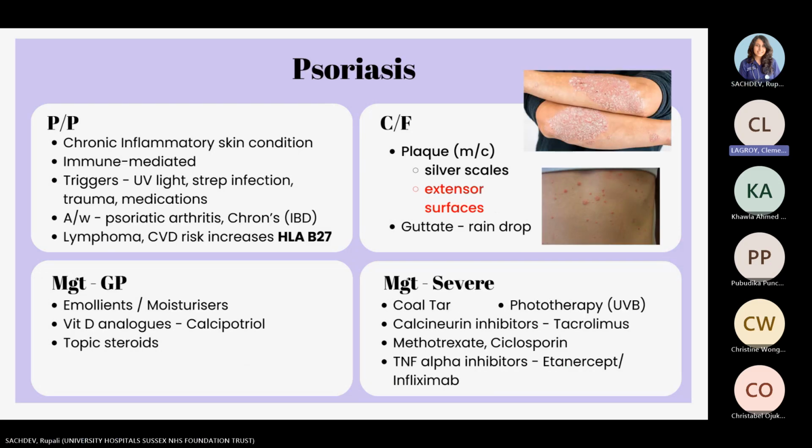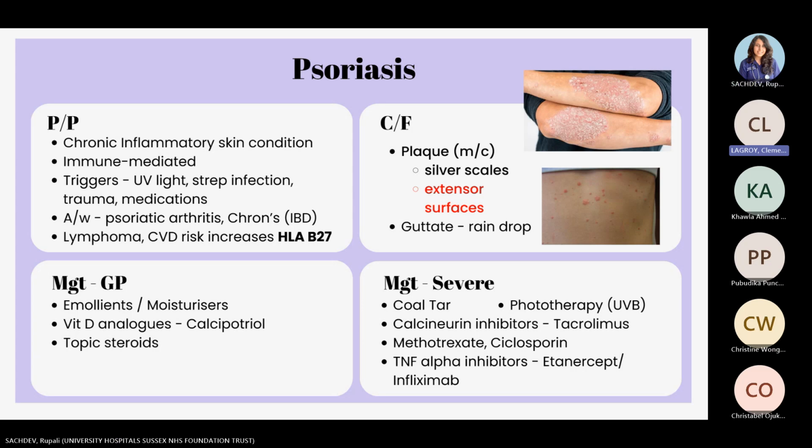Next on is psoriasis. It's also a chronic inflammatory skin condition, but this time it's immune mediated. Different triggers could be UV light, streptococcal infections, trauma, very much medication related as well. It can also present with other kinds of diseases, so psoriatic arthritis. It can also be presenting with Crohn's, lymphoma.